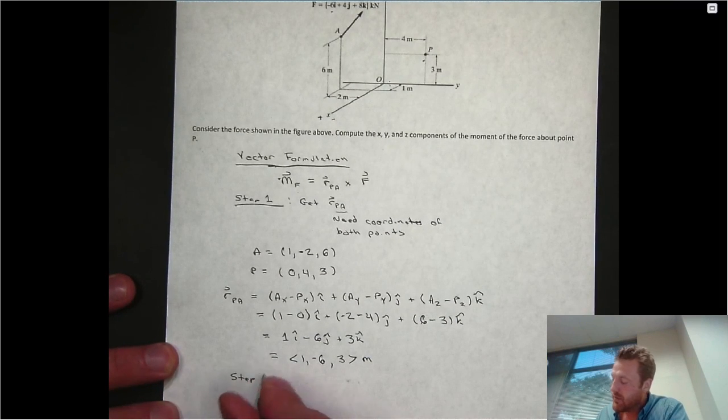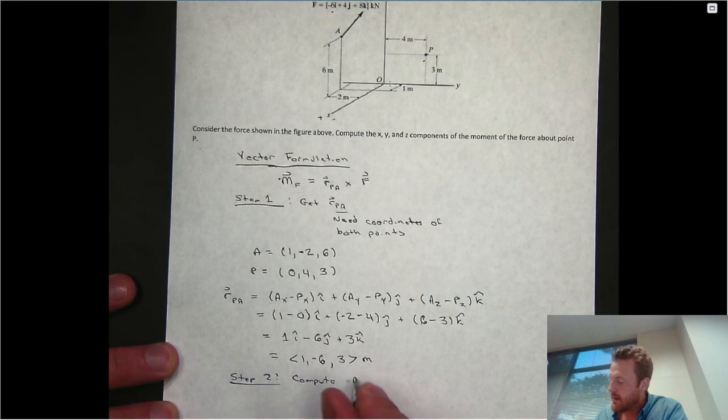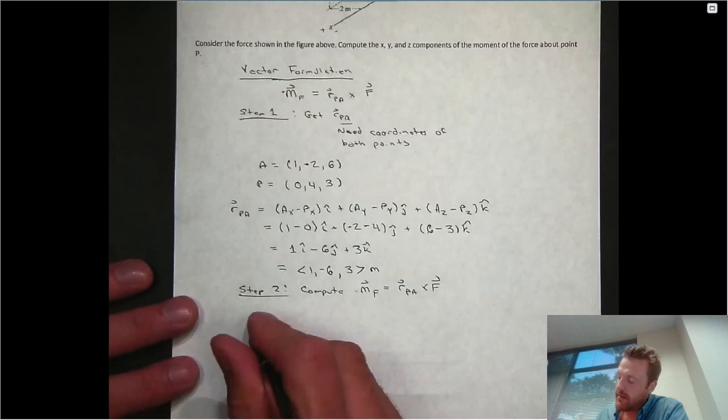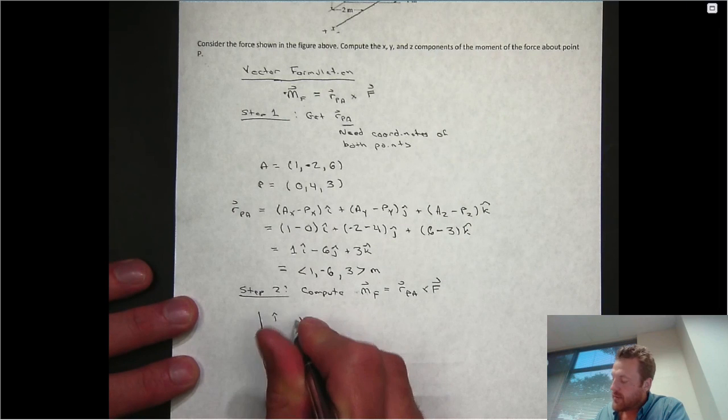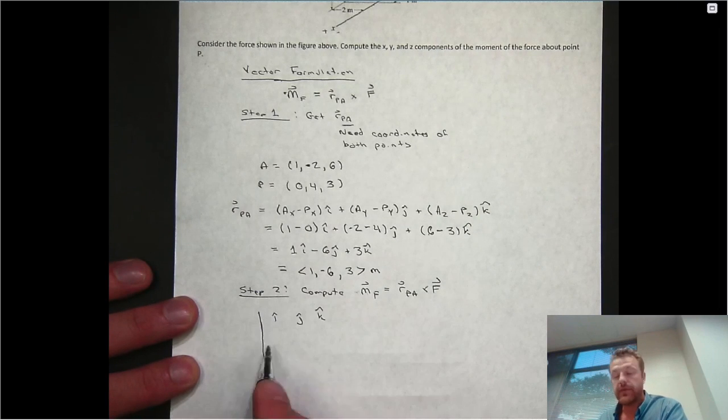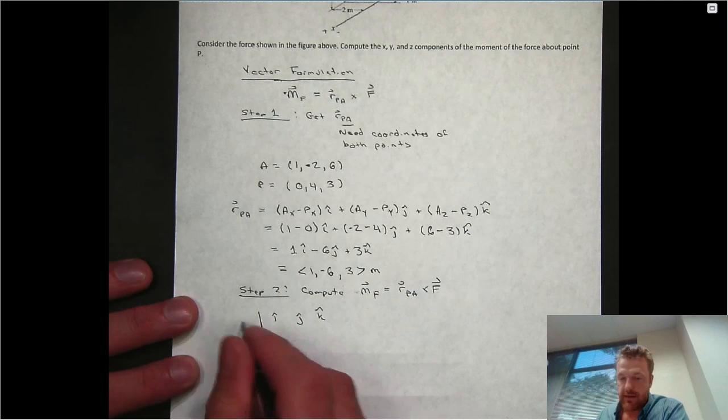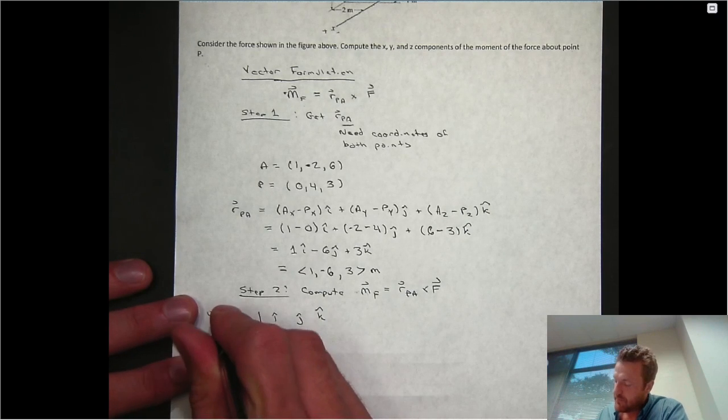So step 2, I'm going to compute the actual cross product, and remember that that is the cross product of our PA and F. And the way that we showed how to do this by hand is to actually set up a 3 by 3 matrix where the entries in the first row are the unit vectors along the x, y, and z axis. So i hat, j hat, and k hat. So these are our unit vectors.